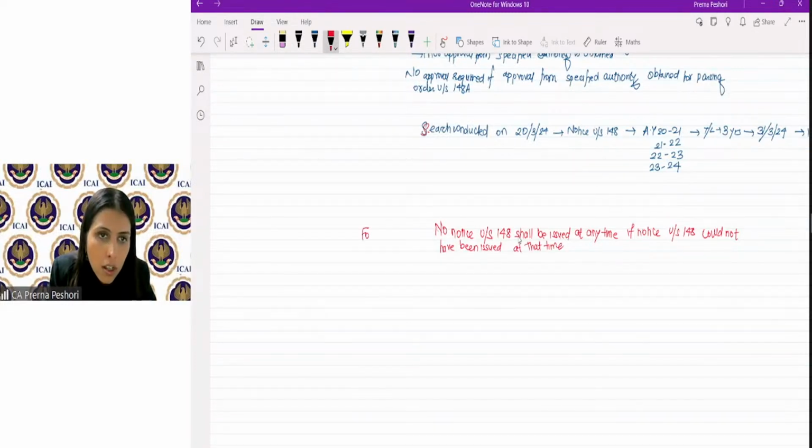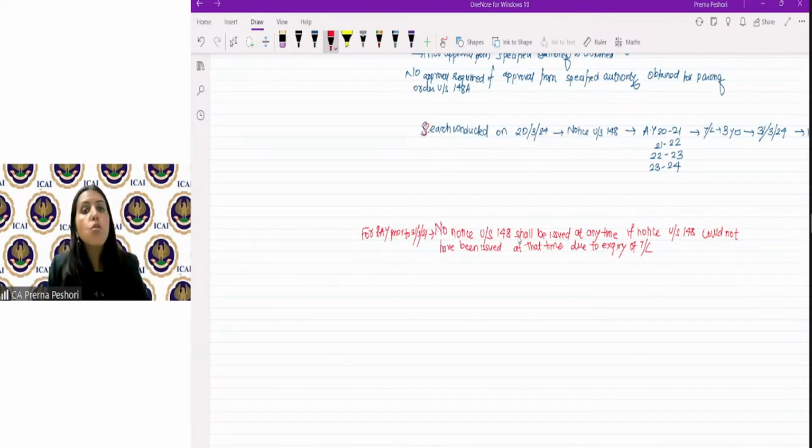So this is for relevant assessment years prior to 31st March 21. No notice under 148 shall be issued at any time if a notice under 148 could not have been issued at that time due to expiry of the time limit. So for the relevant assessment year prior to 31st March 2021, notice cannot be issued under 148 if the time limit of theirs has already expired.